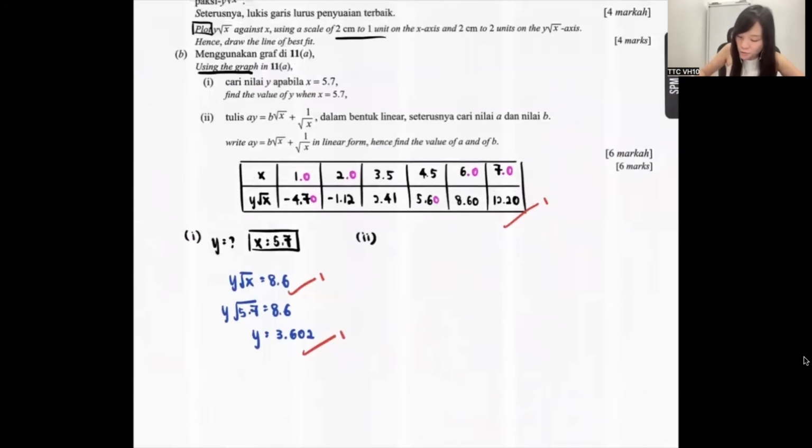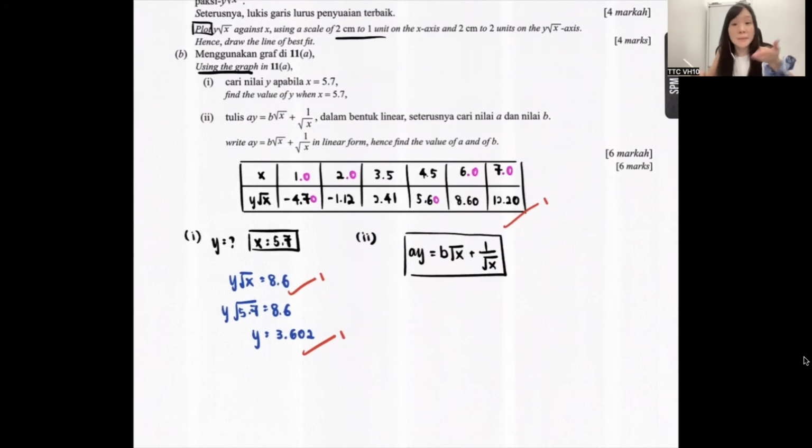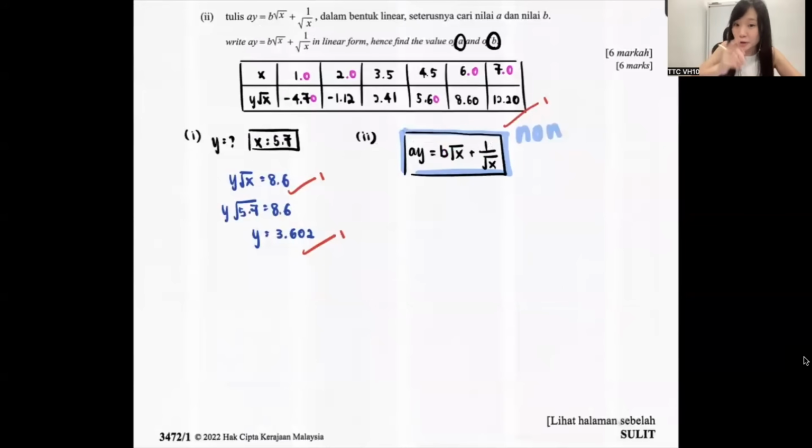So B, second part. Second part, they say what? Write Ay equals to B root x plus 1 over root x in linear form. Okay, they want to change this into linear. That means this one 100% is what? Non-linear. They ask you to change it to linear. Of course, this is non-linear. Correct? Then after that, they ask you to find A and B. Okay? So guys, how do I do it? First, they want you to change it to linear.